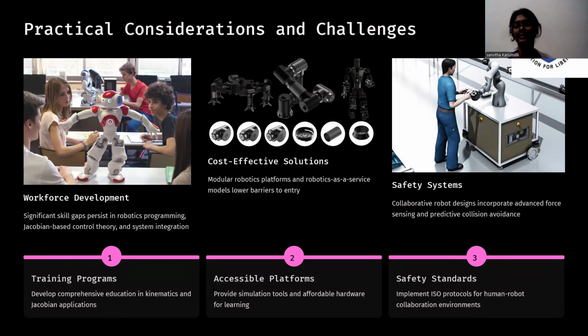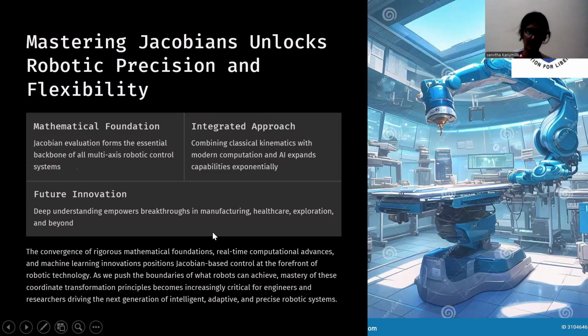Coming to safety systems: collaborative robot designs incorporate advanced force sensing and predictive collision avoidance. Coming to training programs: develop comprehensive education in kinematics and Jacobian applications. Accessible platforms provide simulation tools that enable affordable hardware for learning. And safety standards: implement ISO protocols for human-robot collaboration environments.